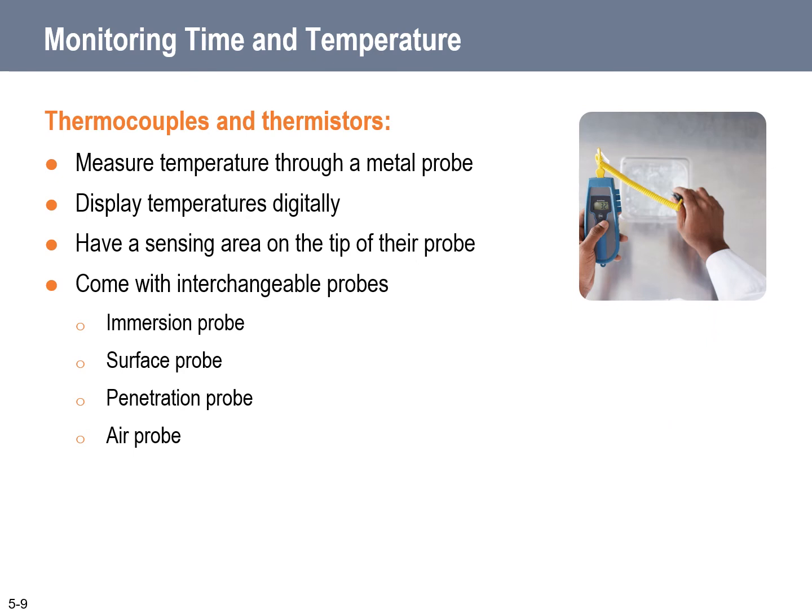Thermocouples and thermistors are going to be measuring temperature through a metal probe. So this is fantastic for measuring really thin food because you only have to get the tip of the probe in there. Whereas with our bimetallic stem, you actually have to insert it properly to get a correct reading. They're good for checking the temperature of thick or thin food. They come with different types of probes. They have an immersion probe, a surface probe, a penetration probe, and an air probe, where we can actually check the air temperature of something, say, like your flat top or a saute pan. If you want to actually check just the temperature of it, you would use one of those.